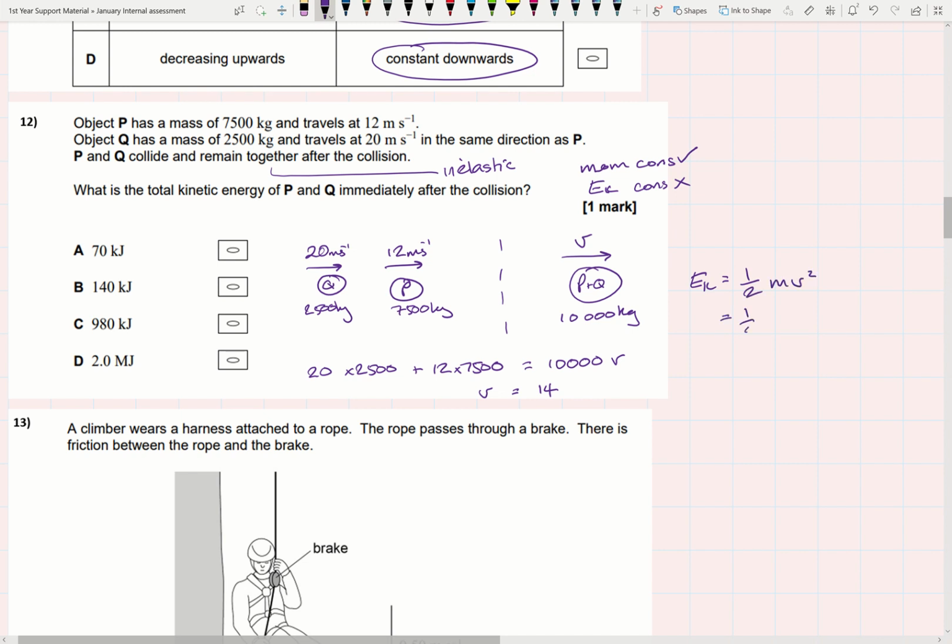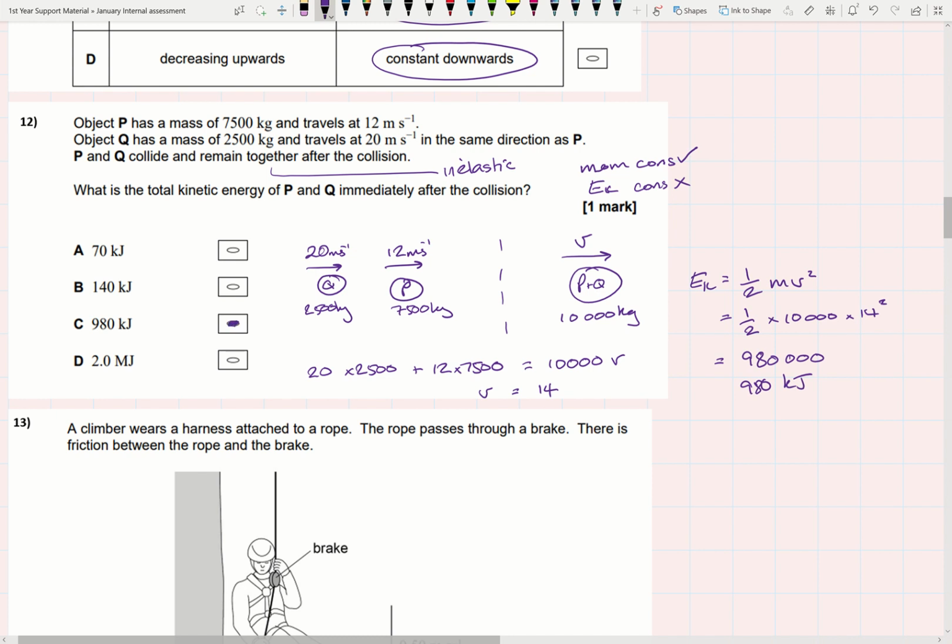So that's a half times 10,000 times 14 squared. This is going to be big. So I'm going to square the 14, times by 10,000, times by 0.5 on my calculator to keep it all on one row. That's 980,000. So that's 980 kilojoules.